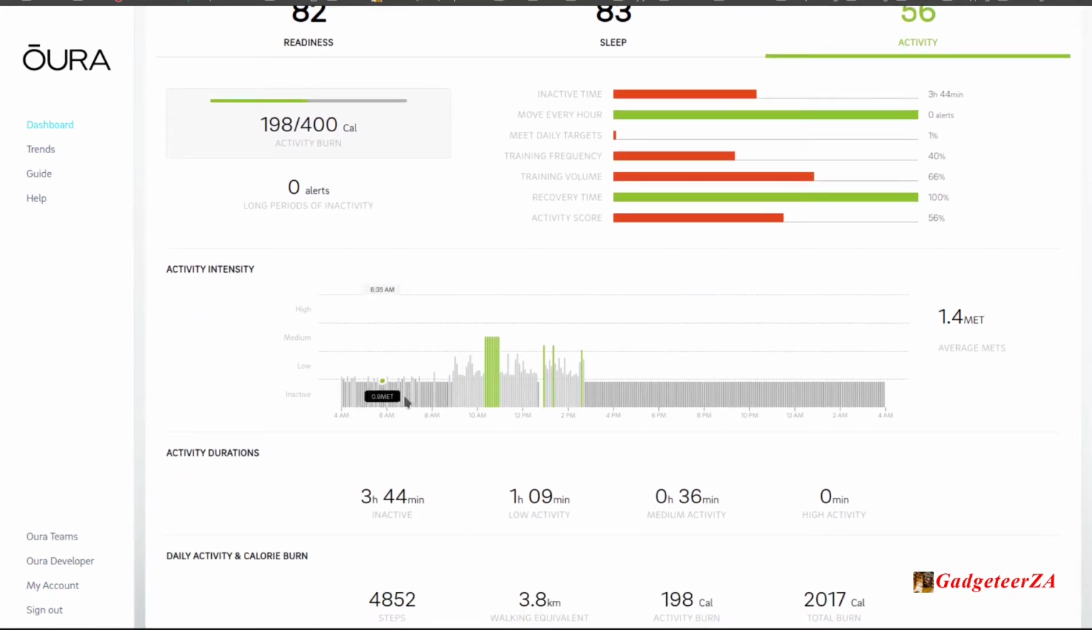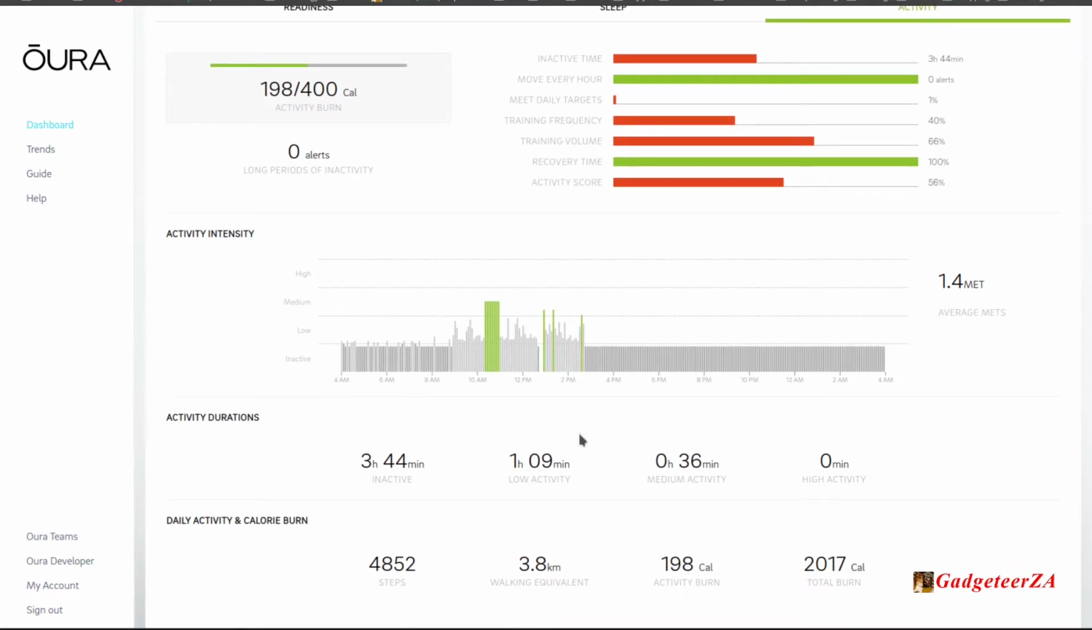There's my sleep during the night. That's when I woke up. That's my exercise period there, these big green graphs. And these are obviously when I went to go make coffee or something. And then there's duration. So you'll see here, medium activity was my elliptical training, 36 minutes. And then that's just the daily calorie stats and burn.